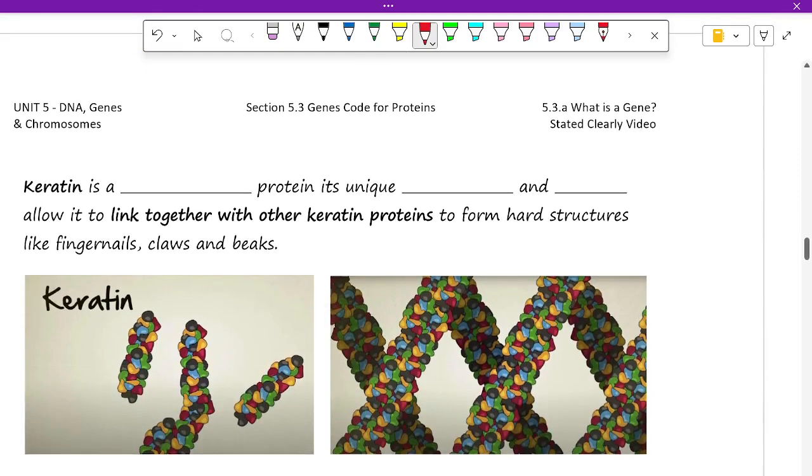What type of protein is keratin? Structural. It's part of your hair, it's part of your nails. Its unique shape and size allow it to link together with other keratin proteins to form hard structures like fingernails, claws, and beaks, also hair.